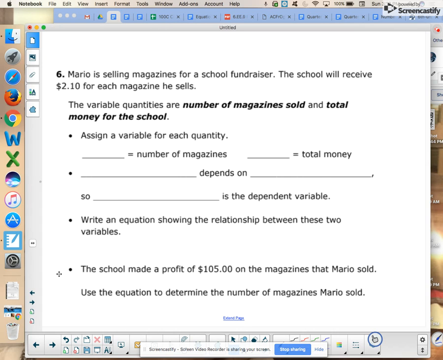Question 6. Go ahead and pause the video now and give this a try. Mario is selling magazines for a school fundraiser. The school will receive $2.10 for each magazine he sells. The variable quantities are number of magazines sold and total money for the school. Assign a variable for each quantity. We'll choose N for the number of magazines and T for total money. Total money depends on the number of magazines sold.